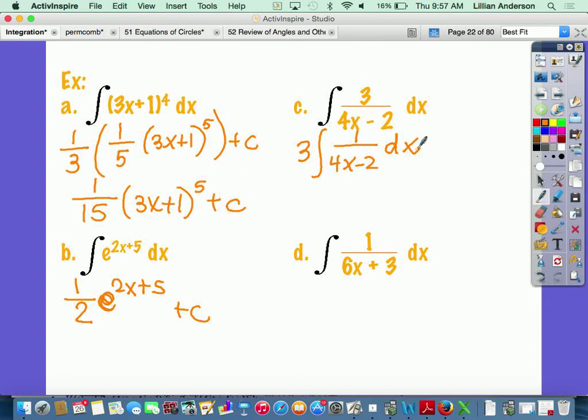So now this is definitely like number 3. I just have a 3 on the outside. So I have my 3 on the outside. Then I have 1 over A, which is what? 4 times, oops, not times, ln of 4x minus 2 plus c. And then I multiplied that 3 to that 1/4 to get 3/4.